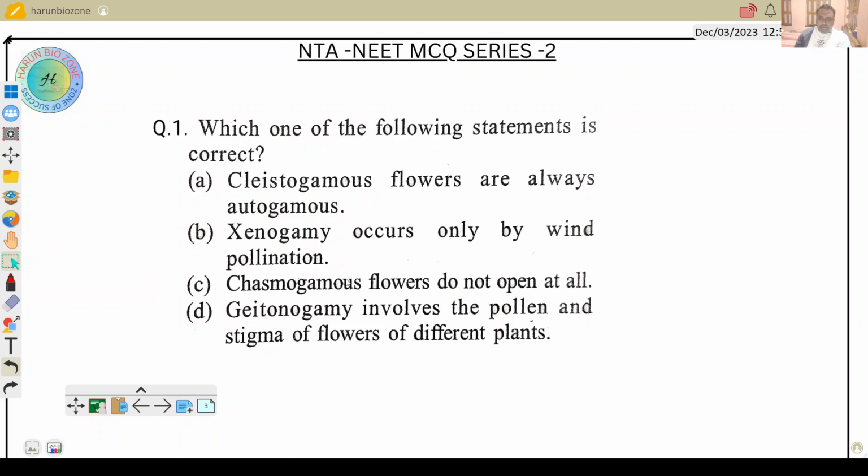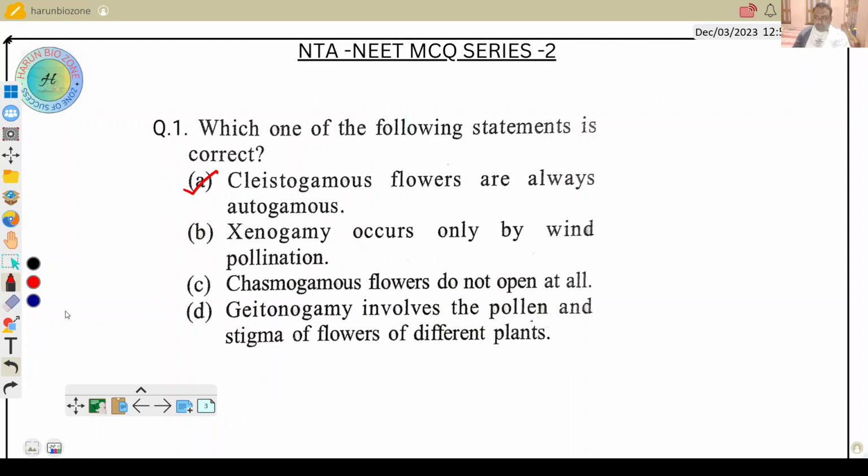Option C, chasmogamous flowers do not open at all. No, chasmogamous means open flowers where the floral reproductive parts like androecium and gynoecium come out from the flower. Option D, geitonogamy involves the pollen and stigma of flowers of different plants. What is geitonogamy? Geitonogamy is one type of self-pollination, where the pollination occurs between two different flowers of the same plant. So here the right answer is A, that means cleistogamous flowers.